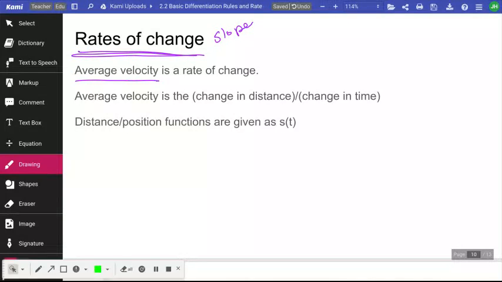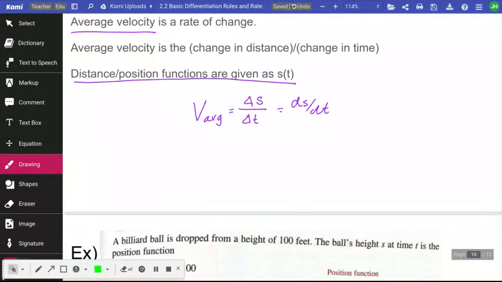Distance or position functions are usually given as s of t. So we'll do average velocity is equal to change in distance, delta s. S is given, and then change in time. Often you might see it as ds over dt. Okay, so that's kind of important there. It'll be helpful to us as we get there, but that'll be our average. So keep in mind, subtracting your s values or your distance values over subtracting your time values is not any different than subtracting your y values over subtracting your x values that we used in slope before.